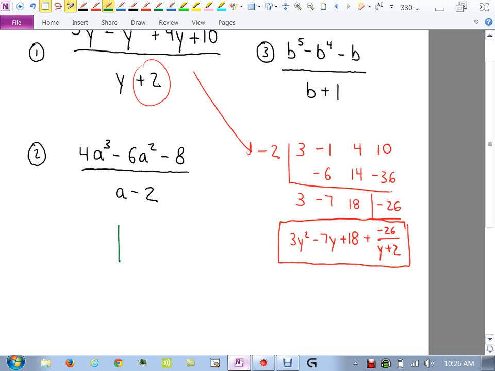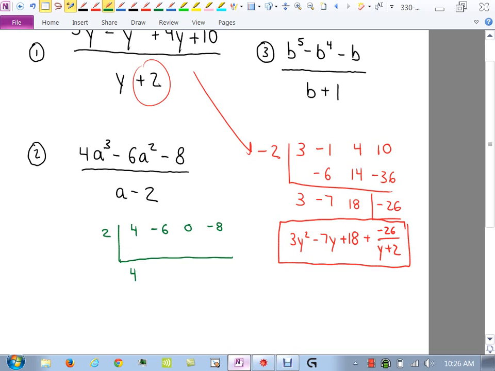Okay, and now the next one. I noticed this got a lot of people, number 2, because we actually have a gap in here, don't we? We have a gap on the a. We don't have an a term right there. So the numbers are going to be 4, -6, and then here comes my gap, 0, and then -8. The number on the outside is 2, opposite of the -2.